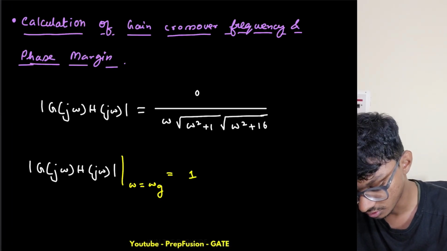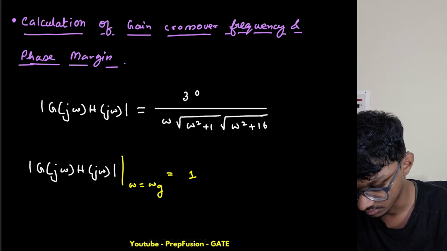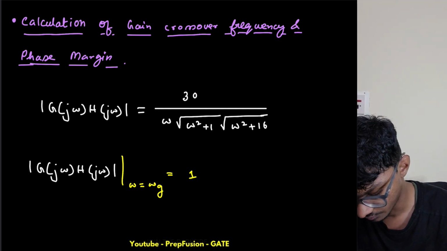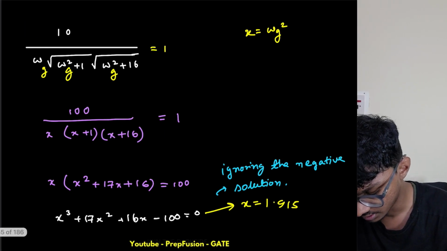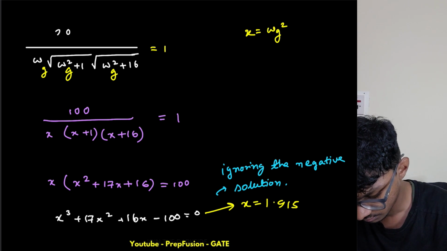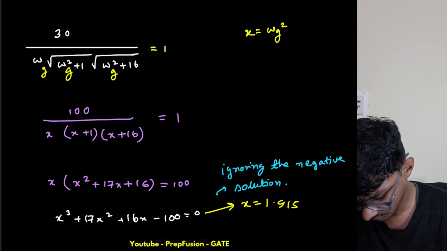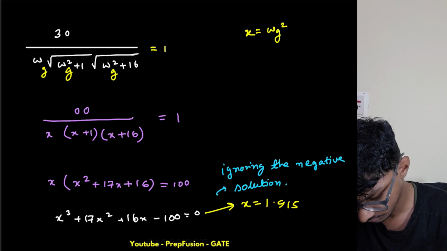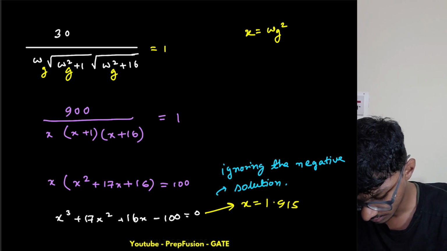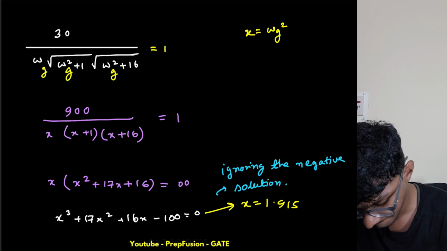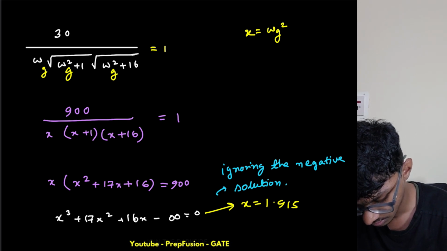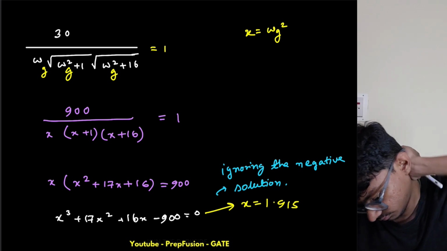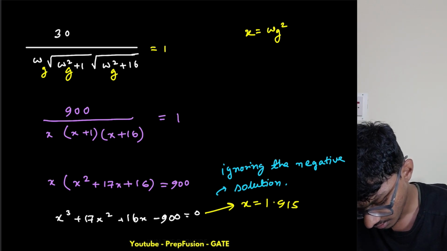Obviously my gain crossover frequency will change because the DC gain of my OLTF is changing, right? So this is 30, because it is dependent on the numerator also. So this becomes 30 this time, and this becomes 900 this time. Okay, and if this becomes 900, this also becomes 900, and this also becomes 900, okay?